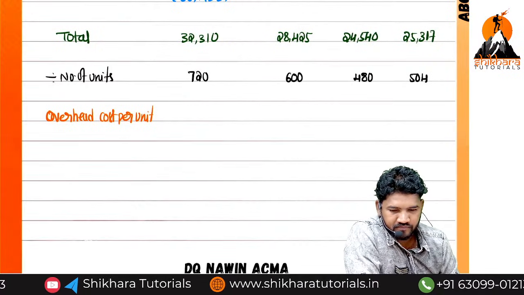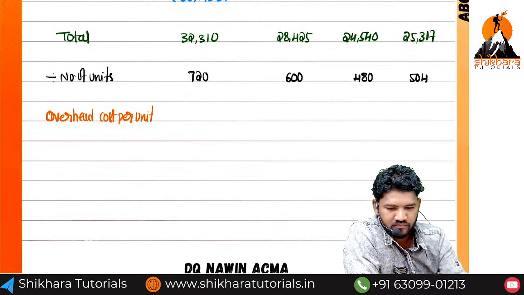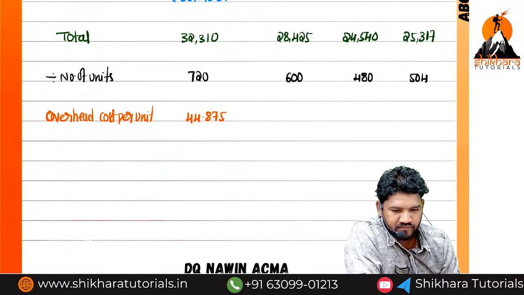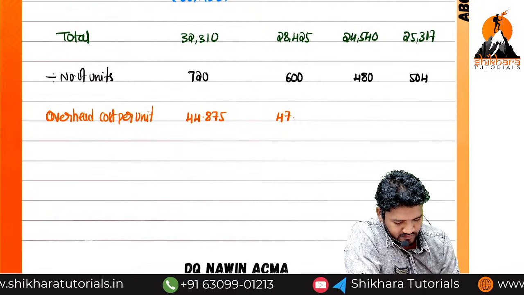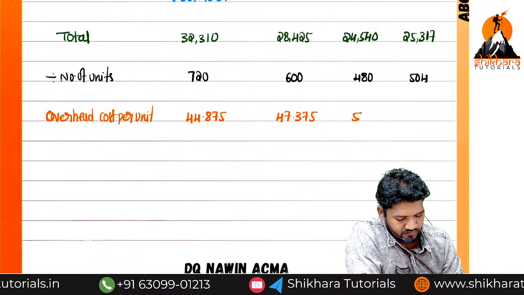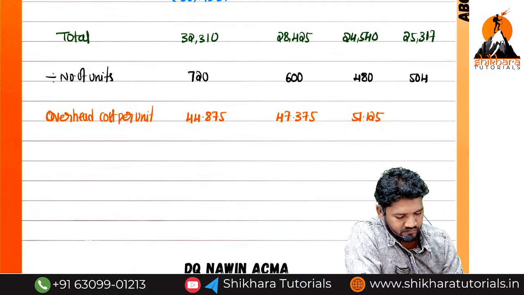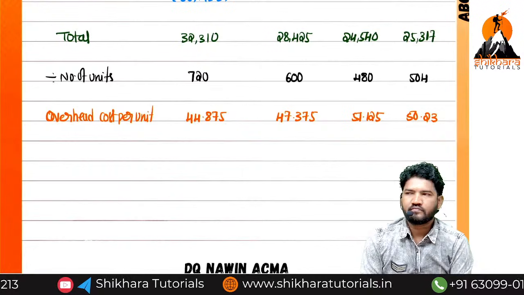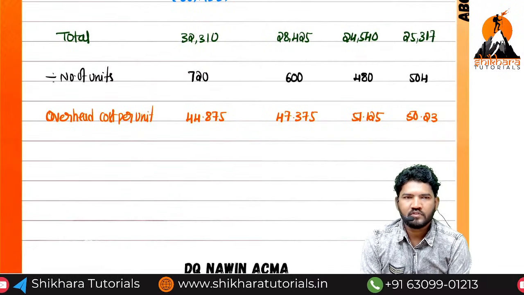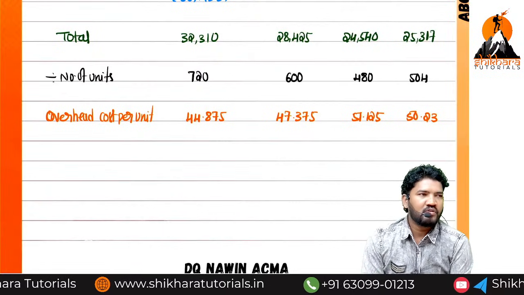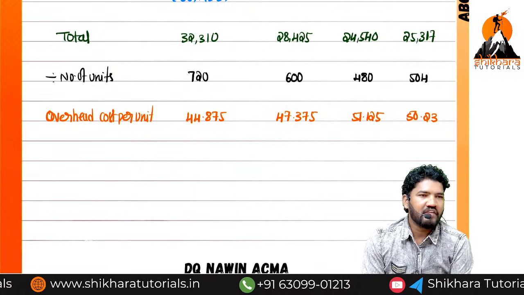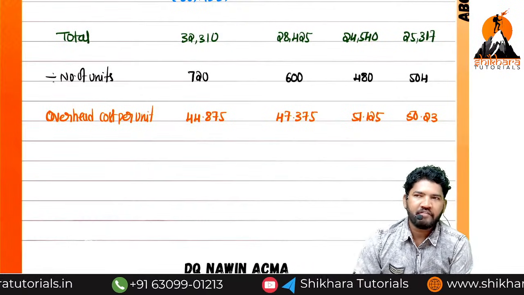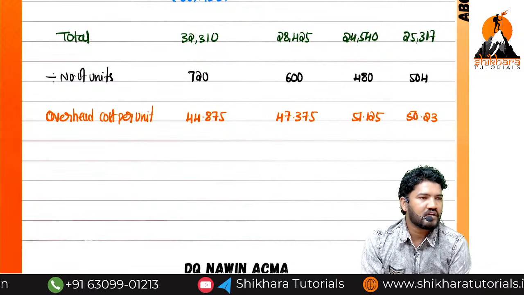Please tell me the answers. 40. B: 47 point something. C. D: 50 point something. Guys, clear? Only one thing is difficult. Even that apportionment we can easily understand if you know the meaning of the sentence. But the only thing we have to rectify is the calculation of volumes. Clear?